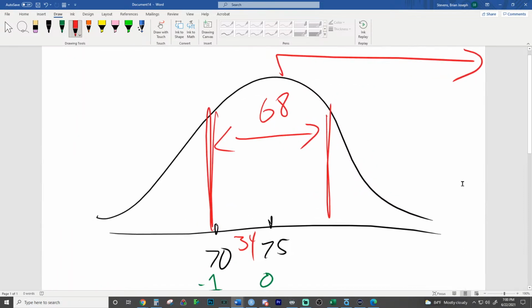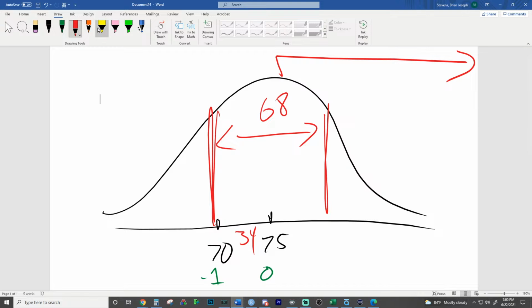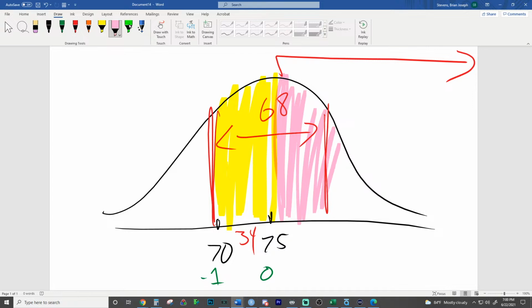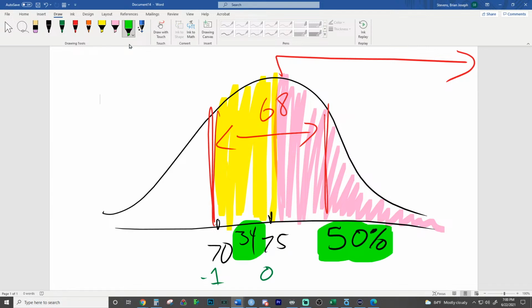How much area is above a z-score of 0? I know that this right here is 34% because it's half of 68. But I want to know how much is above a z-score of 0. What percent of area is above a z-score of 0? Because if I just take these two numbers and add them together, 50% exactly. So if you add these two numbers together, the 34% and the 50%, you will obtain the 84.